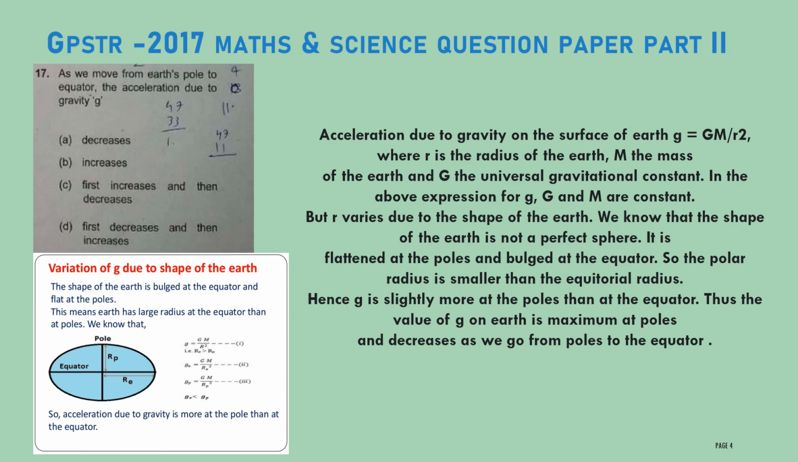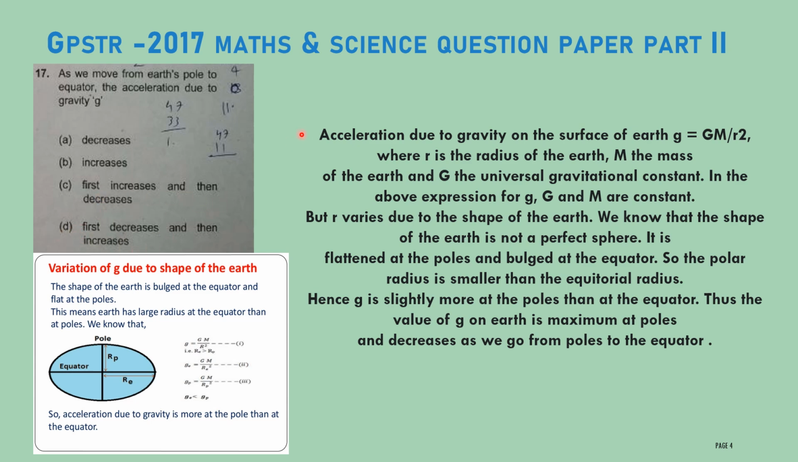Let us discuss the next question. As we move from the earth's pole to the equator, how will the acceleration due to gravity, g, vary? Options: A, decreases; B, increases; C, first increases then decreases; D, first decreases then increases.